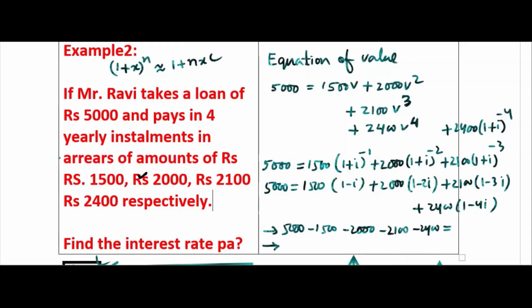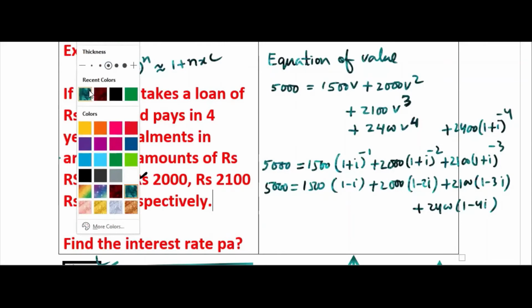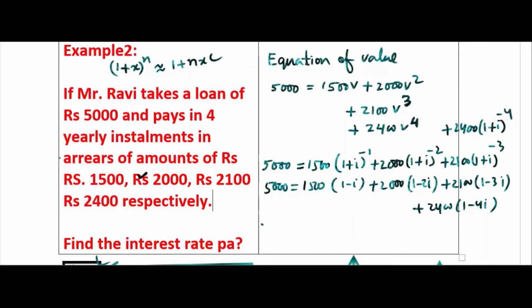$5,000 minus 1500 minus 2123 minus 2100 minus 2400. That's minus $3,000. One answer. Okay? Left hand side one, right hand side one. You just tell me one. Okay? It will be minus 3,000. Okay. And right hand side?